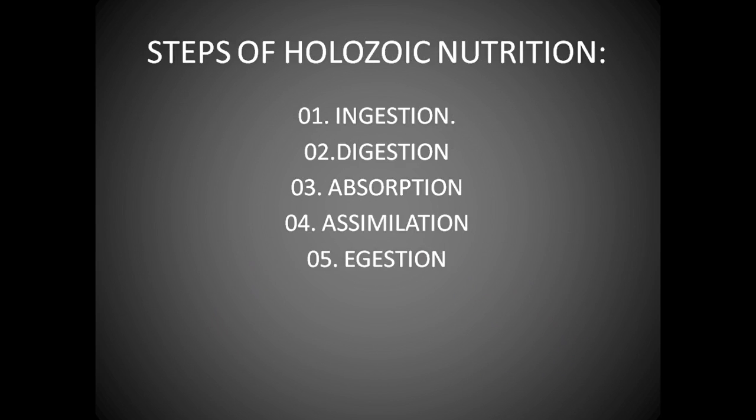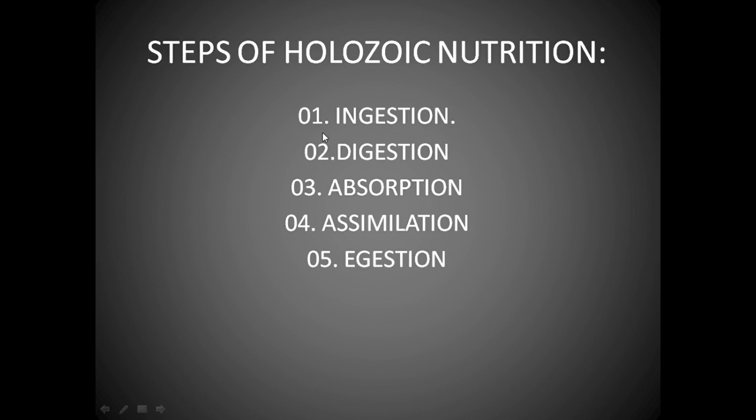Now, before going into amoeba, paramecium and human being in detail, we'll first see what the steps of Holozoic nutrition are. There are 5 steps involved in Holozoic nutrition: ingestion, digestion, absorption, assimilation and egestion. So, what are all these 5 steps about? We'll first start with the ingestion process. In the ingestion process, the organism is taking in the food.